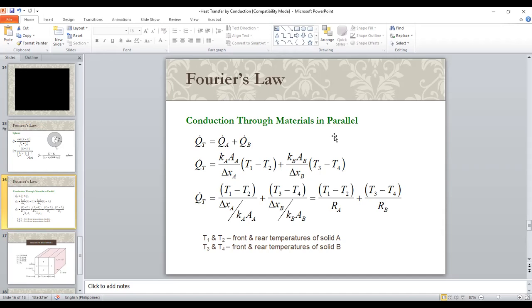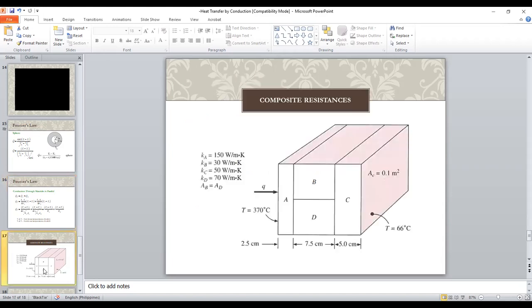Now, in parallel resistances class, it's noted that since, let's say, for example, I go back to my illustration here, let's say I'll place here T1, T2, T3, T4. Since these two materials are in parallel, your T1 is equal to T3 and your T2 is equal to T4.